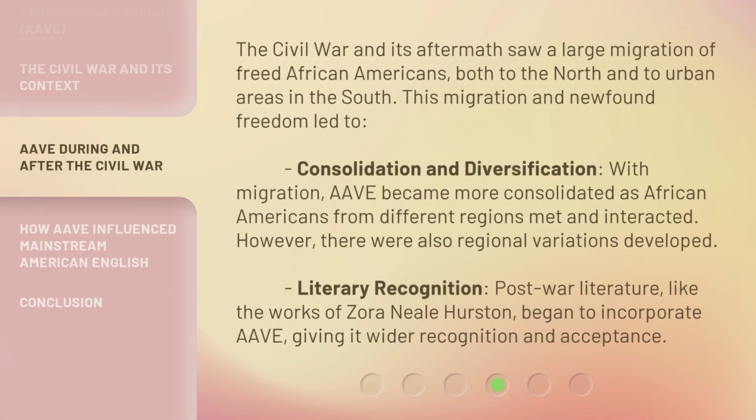The Civil War and its aftermath saw a large migration of freed African Americans, both to the north and to urban areas in the South. This migration and newfound freedom led to consolidation and diversification. With migration, AAVE became more consolidated as African Americans from different regions met and interacted. However, there were also regional variations developed. Literary recognition: post-war literature, like the works of Zora Neale Hurston, began to incorporate AAVE, giving it wider recognition and acceptance.